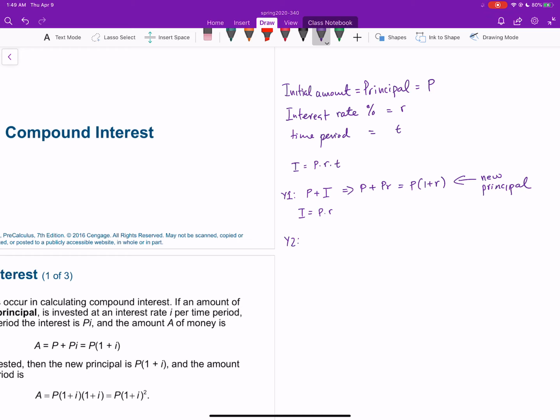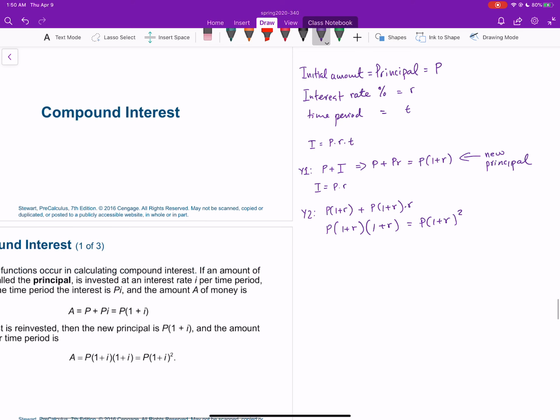So year two, you're going to invest again. You don't touch your money. At the end of the year, they're going to tell you that you started the year with P times (1 + R), plus now the interest, which is P(1 + R) times the interest rate. So you end up with P(1 + R) times (1 + R), which is equal to P(1 + R) squared.